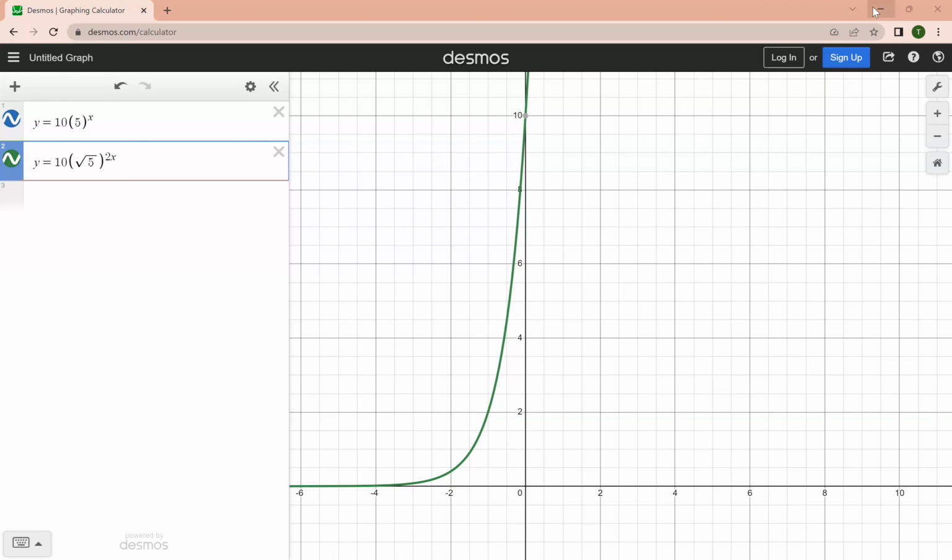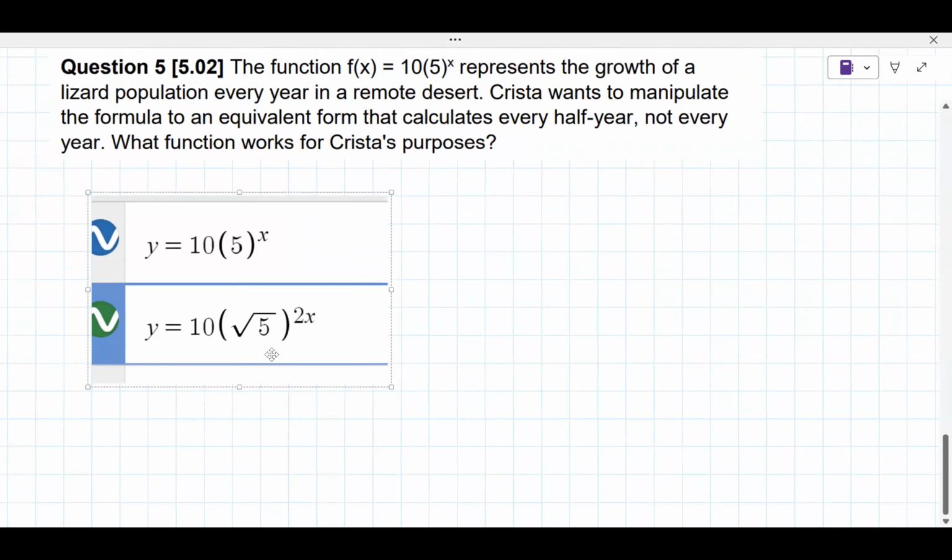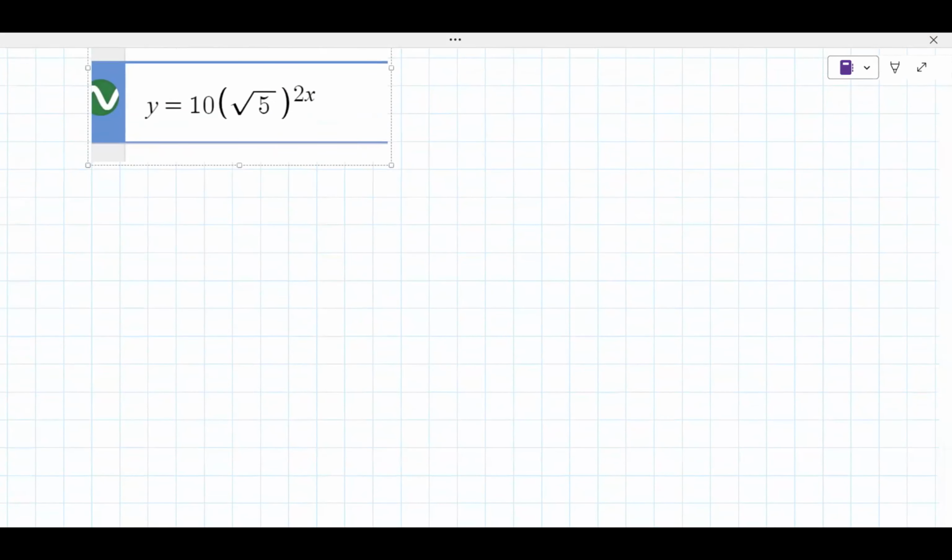Go back to the other screen here. I'm going to take a look. There's a bunch of ways to manipulate this, so just keep that in mind.